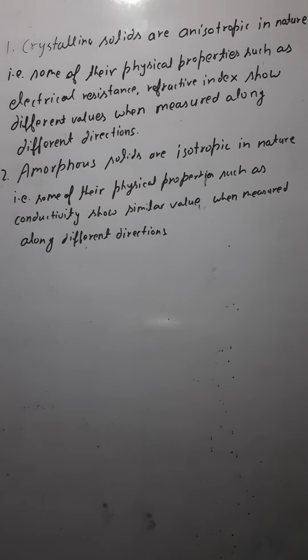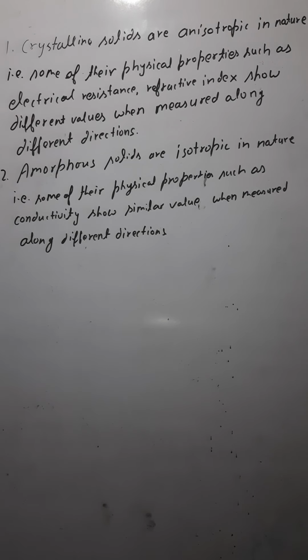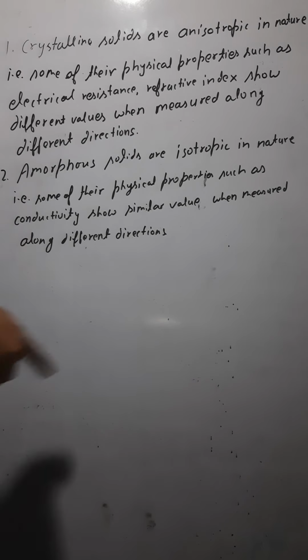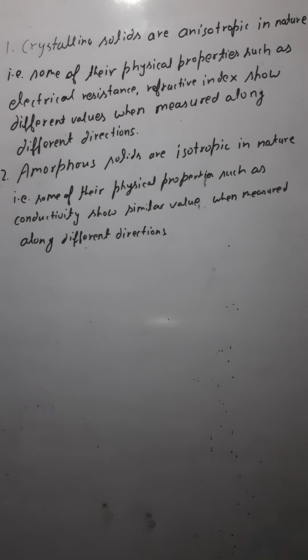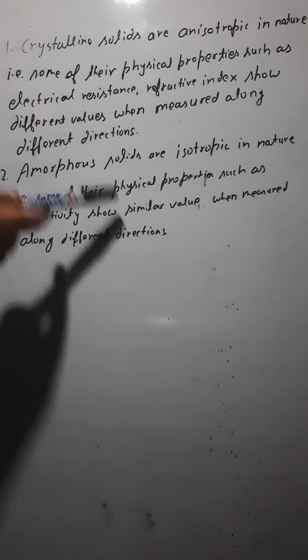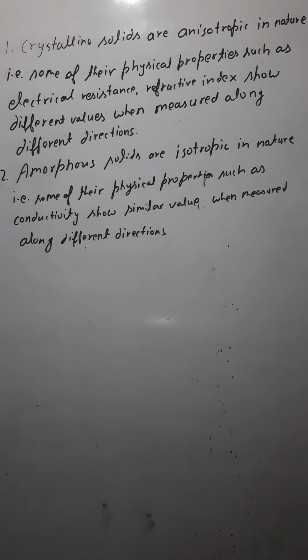So these are the two properties of crystalline and amorphous solids. Crystalline solids are anisotropic in nature, that is, some of their physical properties such as electrical resistance and refractive index show different values when measured along different directions. But in case of amorphous solids, you would be getting a similar result when measuring these physical properties from all directions. That is why amorphous solids are isotropic in nature and crystalline solids are anisotropic in nature.